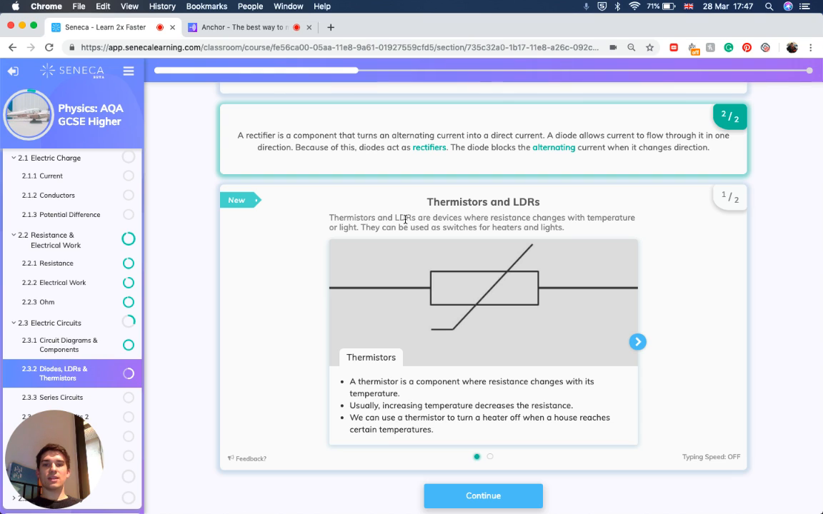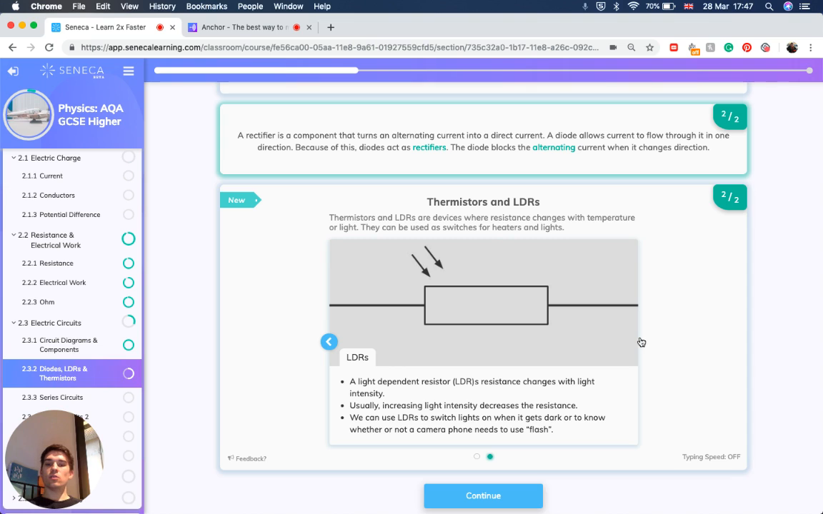Now, thermistors and LDRs are devices where resistance changes with temperature or light. They can be used as switches for heaters and lights, and also in things like thermostats. So a thermistor is a component where the resistance changes with its temperature. Usually increasing temperature decreases the resistance. And we can use a thermistor to turn off a heater when a house reaches a certain temperature.